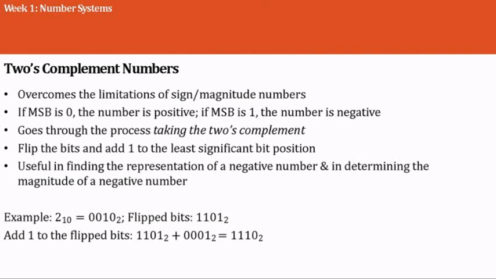So what is 2's complement? This overcomes the limitation of sign and magnitude numbers. If the most significant bit, our leftmost bit, is equal to 0, then the number is positive. If the MSB is equal to 1, then the number is negative. The process of taking the 2's complement is to flip the bits and add 1 at the least significant bit position. This is useful in finding the representation of a negative number and in determining the magnitude of a negative number. So let's have an example.